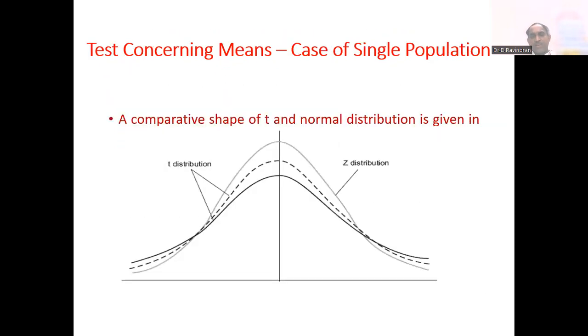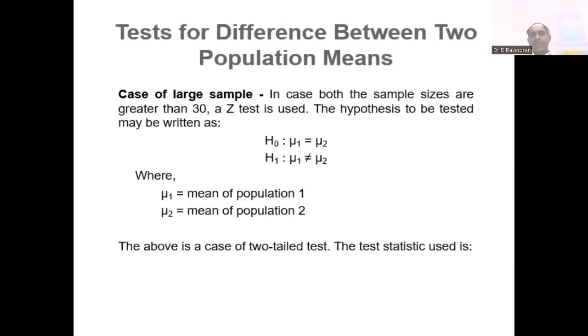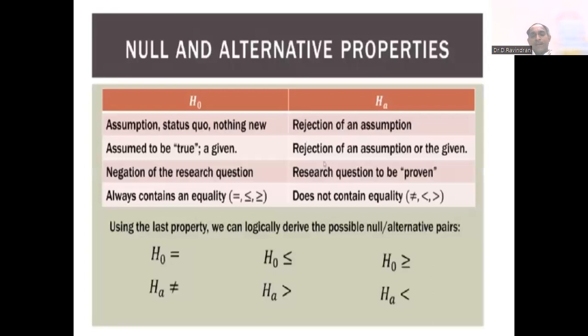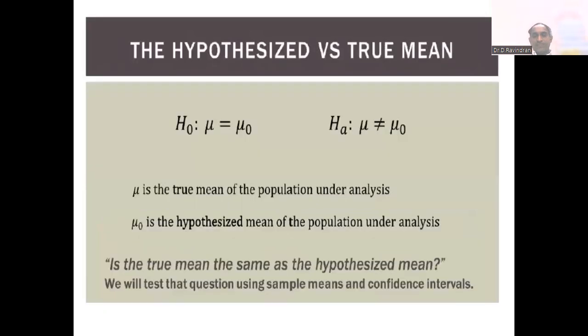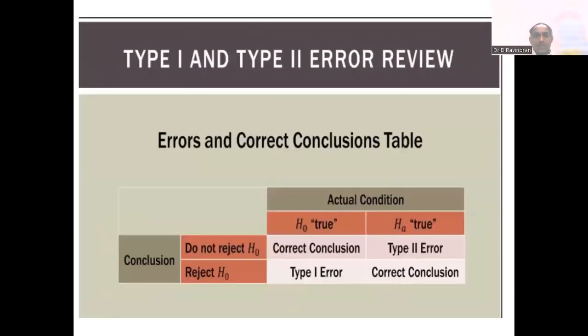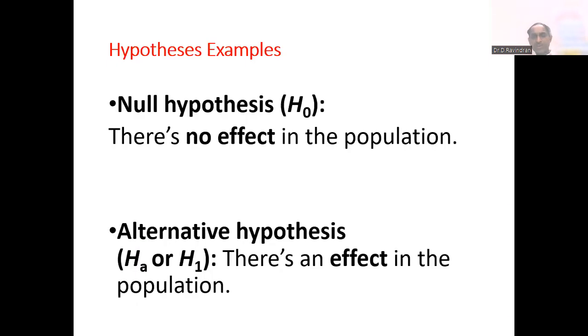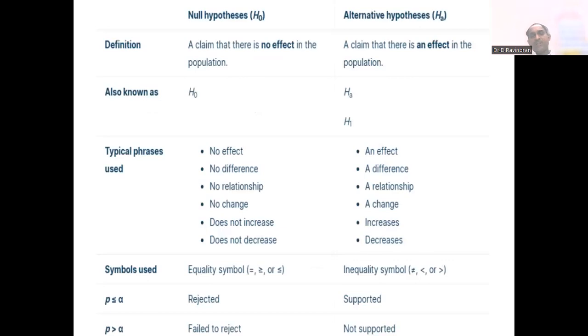It can go with a single population, or it can go with two population means. So this is just an explanation of what is null hypothesis or alternate hypothesis, type 1 error, type 2 error. Null hypothesis: there is no effect in the population. Alternate hypothesis: there is an effect in the population. These are the same things put in a different way. And this is just a comparison. So no effect, no difference, no relation, no change, does not increase, does not decrease, mostly we use in the null hypothesis, but effect, difference, relationship, change, increasing in the alternate. There's no rule, but normally we use these depending upon our p value, alpha value, etc.